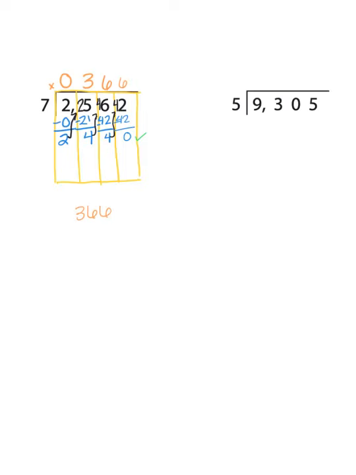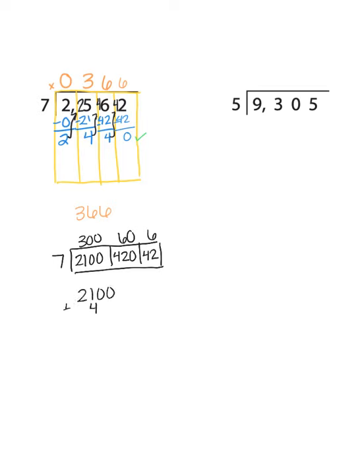Now when I check my work, that's 7 times 360 and 6. So that's 2,100, 420, and 42. So 2,100 plus 420 plus 42 equals 2,562, which is my original dividend, so I know that my quotient of 366 is correct.